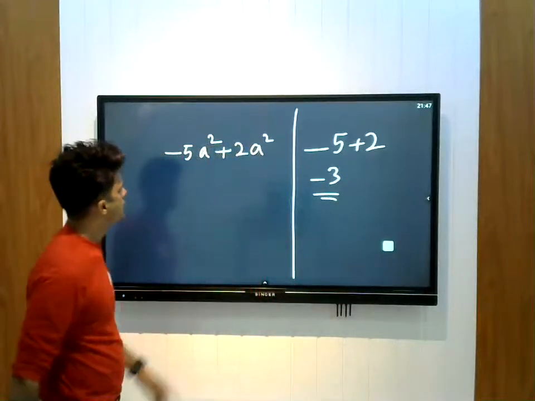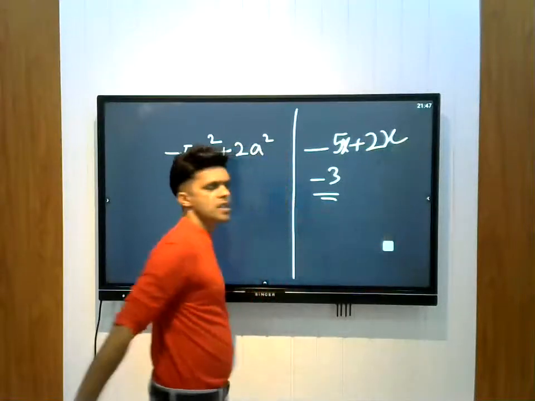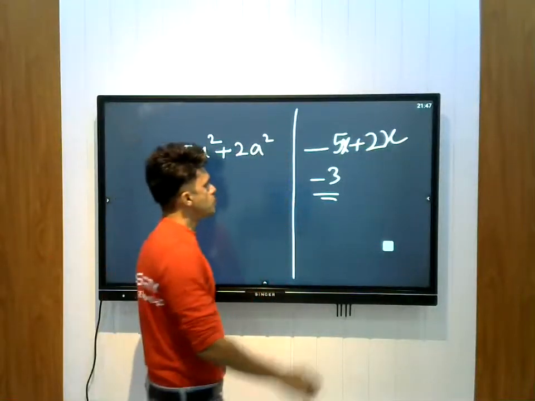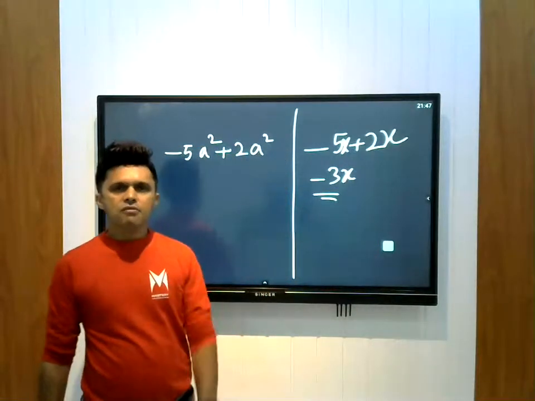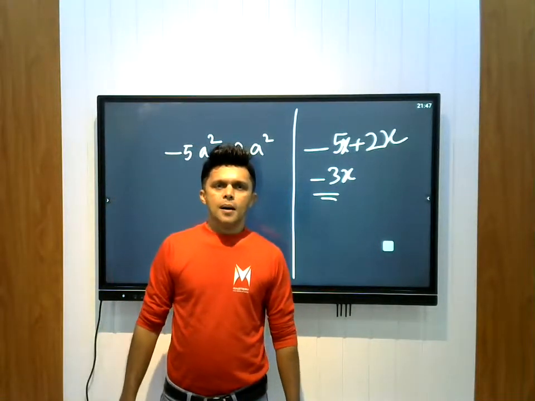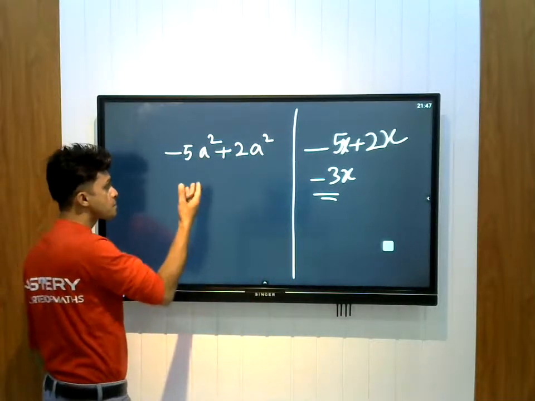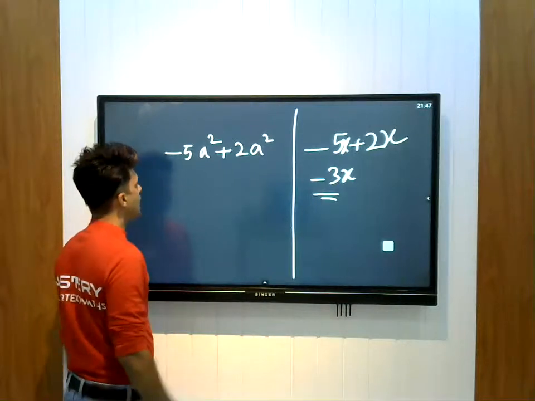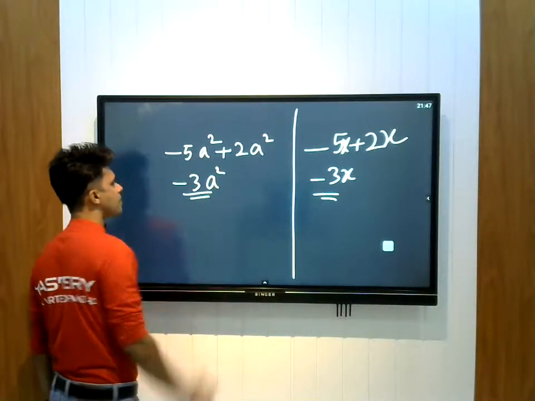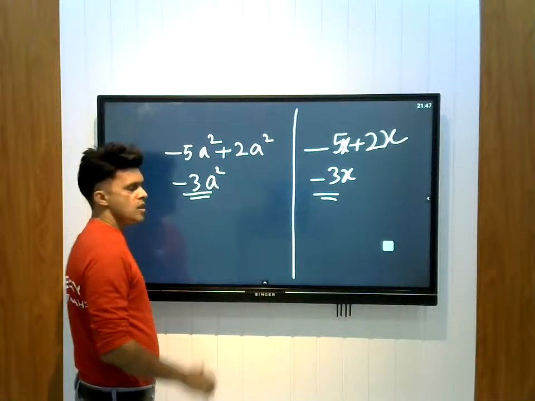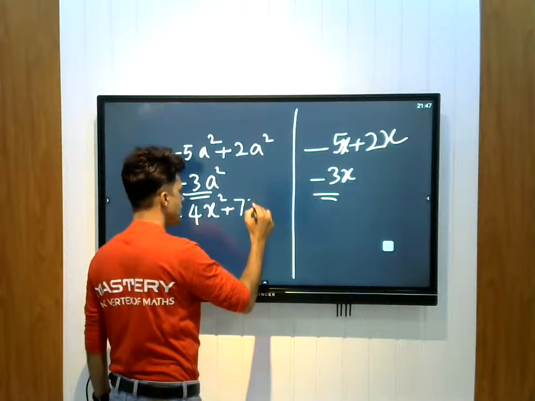So here, minus 5x plus 2x. What should be the answer? Minus 3x is the answer. Likewise, the value of this expression can be taken as minus 3a squared. So this one, minus 4x squared plus 7x squared.